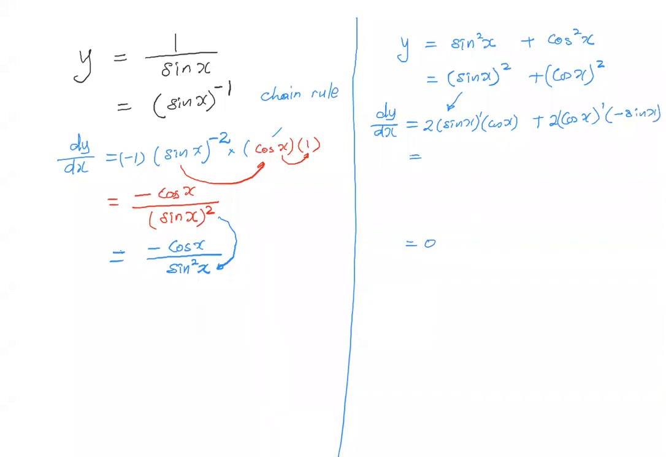So this one will be 2 sin x cos x minus 2 sin x cos x, correct? So do you get 0? Yes. Okay, do you know why it is like that? Because there is an identity that you have to remember. Sin square of an angle plus cos square of an angle is always equal to 1. So that means this can be simplified.